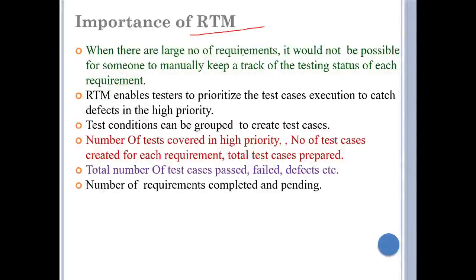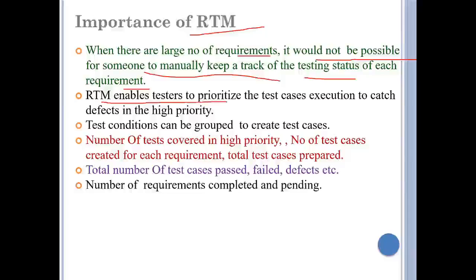When there are a large number of requirements, it would not be possible for someone to manually keep track of the testing status of each requirement. As I told you, if you keep track of the traceability requirement matrix, you are able to find out which requirements are there under that main requirement, which sub-requirements are there, and what test cases belong to those requirements. Whether those test cases have passed or failed, how many defects are available. All this data, all this information you can get.